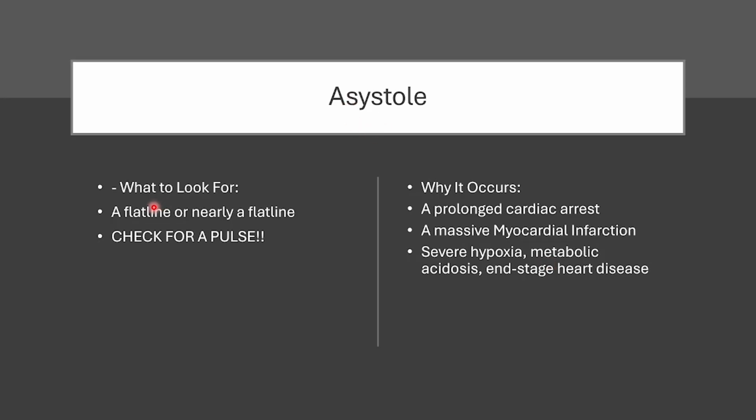For asystole, what we're looking for is basically a flat line. It's almost going to look like this, but horizontally. And we want to check for a pulse at all times. Why does it occur? It's usually a prolonged cardiac arrest, a massive myocardial infarction. It can be caused by severe hypoxia, metabolic acidosis, and end-stage heart disease, although there are other reasons why this occurs. This is just one of the reasons.